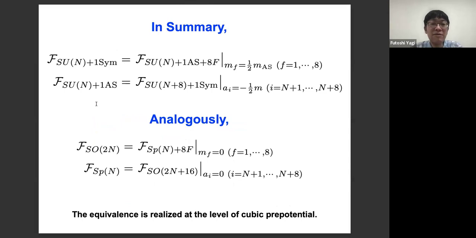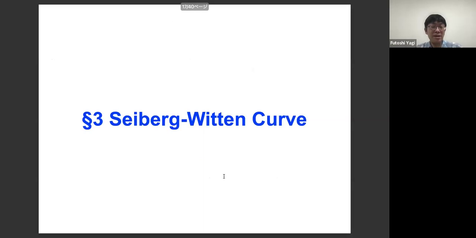Okay, so what I observe is that at the level of the cubic prepotential, the cubic prepotential of the left-hand side theory and the right-hand side theory is identical up to this tuning of mass or tuning of the color brane Coulomb moduli. An analogous discussion can also be done by comparing SO and SP, either by tuning mass or tuning Coulomb moduli. So this kind of equivalence is realized at the level of the cubic prepotential. So this is one of those checks. So, any questions?